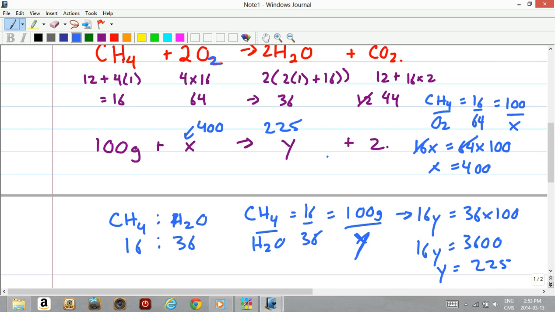And then again, using the law of conservation of mass, now we know what Z is, because we have 500 on the left, and we must have 500 on the right. So that means Z must be 275. So if we use up 100 grams of methane, we must produce 275 grams of carbon dioxide. Okay, thank you so much.